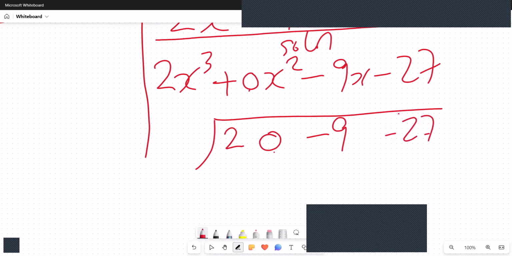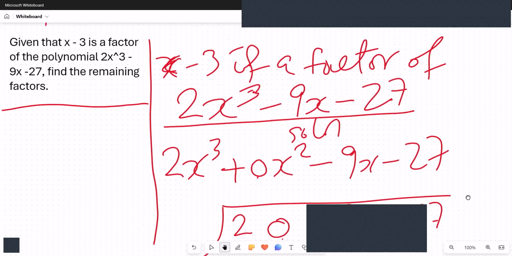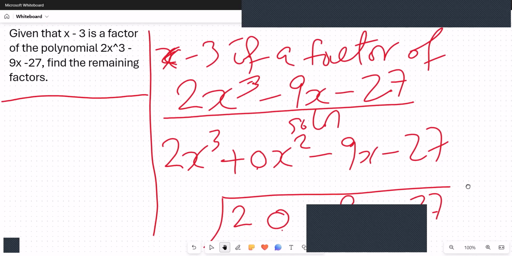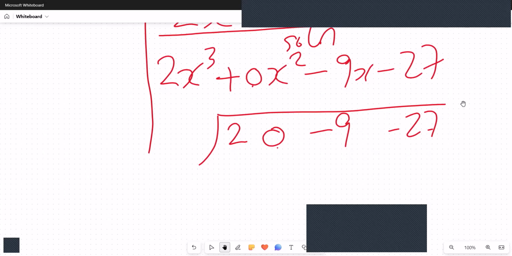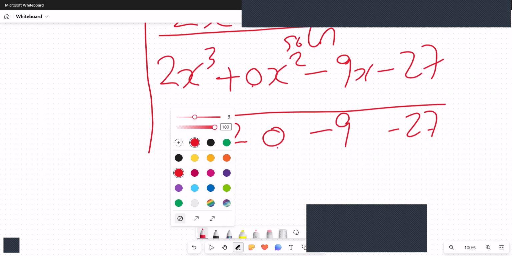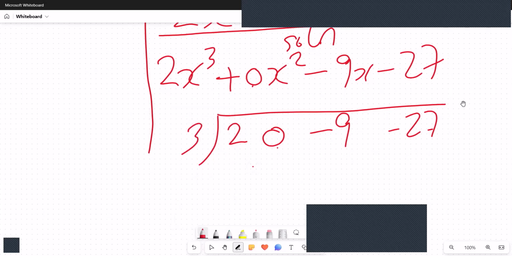And I'm given that x minus 3 is a factor. So since x minus 3 is a factor, I can solve for x and find that x is equal to 3. So that is 3 here. And I'm trying to do synthetic division so I can find the quotient. The quotient is the equation containing the other factors. I bring down the first number.